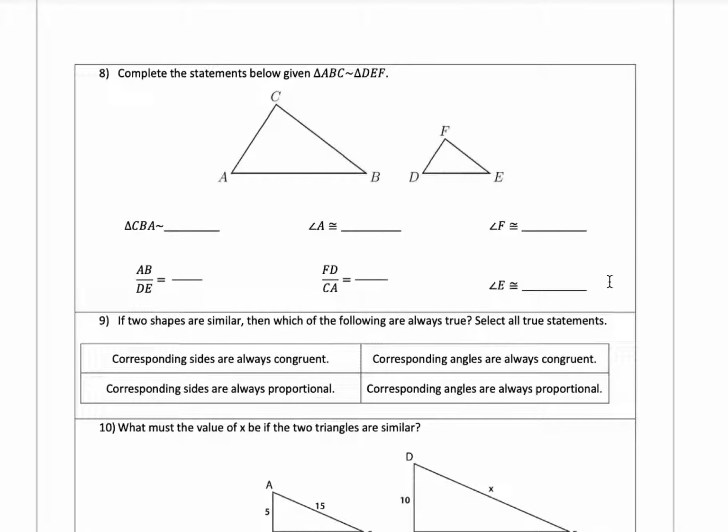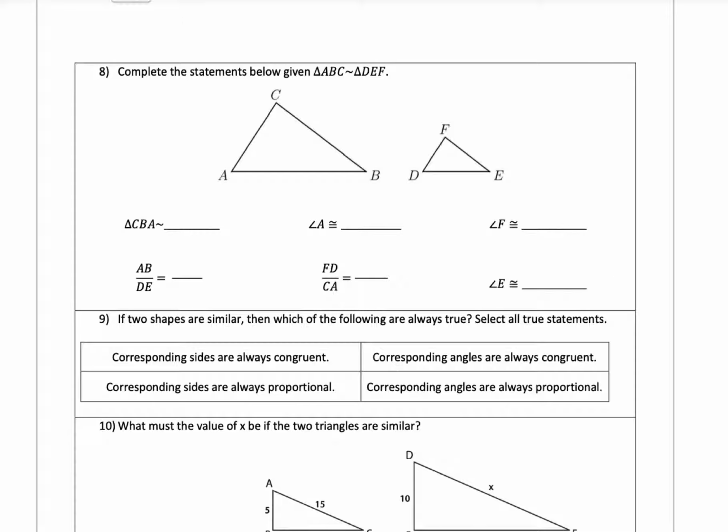Moving on to number 8, it says complete the statements given below. And we know that triangle ABC is similar to triangle DEF. So in this first one we have triangle CBA is similar to what? So C is our first letter. C is right here. It's the last letter in the original given statement. The last letter here that it corresponds to is F. So if we want to put C first here, F needs to start.